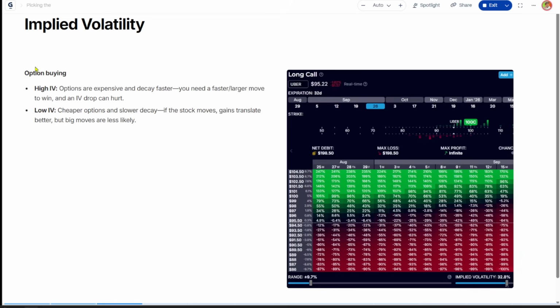The most important thing to understand is implied volatility. This is huge for buying and huge for selling if you understand how it affects you. Implied volatility can be found on the bottom right on OptionStrat. 32.8% is what Uber is at. And this means something to me when I'm buying and selling. And I'm going to tell you what that formula means. But if you're on Robinhood, Thinkorswim, or Webull, this can be easily found within the option chain data. It's very apparent.